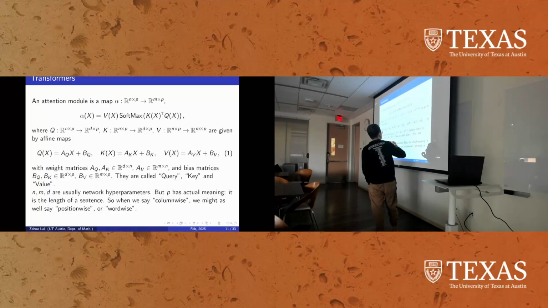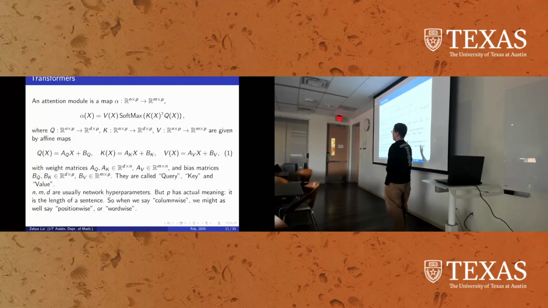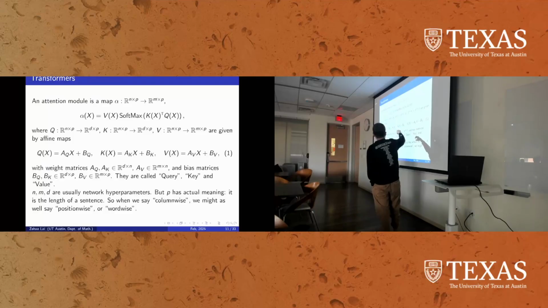Here, we need to be careful about the dimensions. So X, the input, is N times P. And this P represents the length of a paragraph. If you use ChatGPT, it's like the tokens. So it's the length of the sentence you can give to the AI bot. And this N would just be some abstract vector embedding. And this softmax would be performed column-wise. So you can understand this whole thing as some kind of attention mechanism, where the softmax gives weights to different positions in a sentence, and then as a result returns a new sentence.